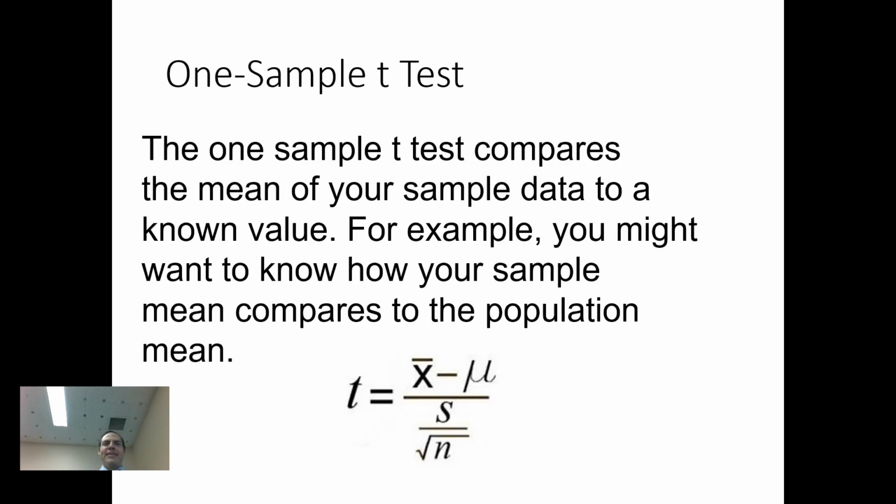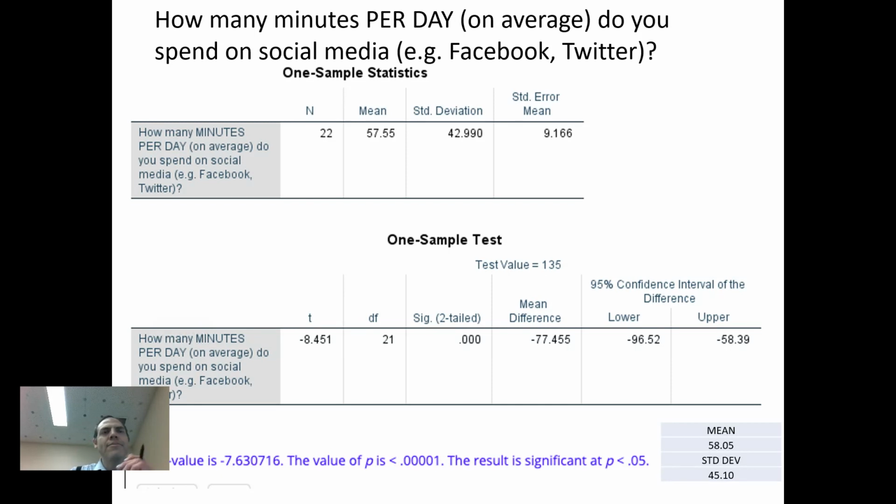All right, so basically, the cool thing about this assignment is that all of this information, like the sample, came from you. So we're going to analyze you compared to the people from the United States as a whole. We're going to compare ourselves, this class, with all the people in the United States. So it's going to be pretty cool. A one sample t-test compares the mean of your sample data to a known value. For example, you might want to know how your sample mean compares to the population mean. All right, so here we go.